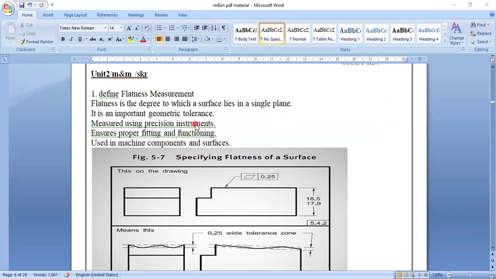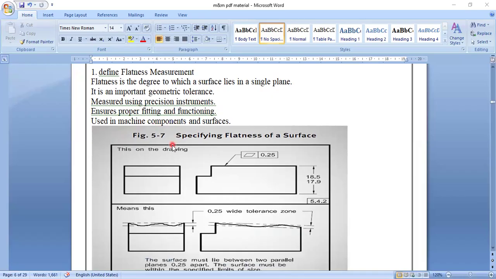So there is a geometry. Geometry means lengthwise or breadthwise. You have to go on to measure the flatness. It is measured using precision instruments, and it ensures proper fitting and proper functioning of the machines, and also it is used in machine components and surfaces.